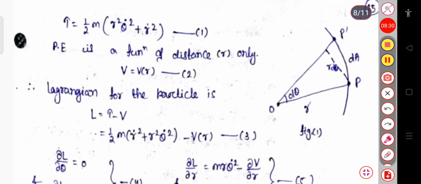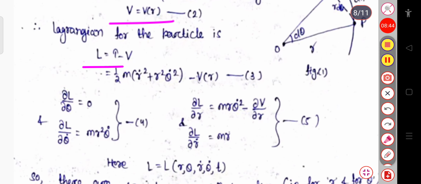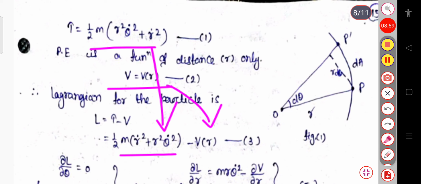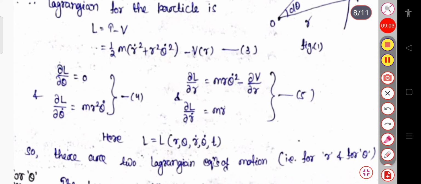Similarly, the potential energy, we know this is a function of r only. It only depends on the distance r. So we can write V equal to V of r. Now the Lagrangian for the particle, first of all we can write L equal to T minus V, and in place of T we can write 1 by 2 m (r dot square plus r square theta dot square), minus V of r. So after substituting all these values, we will get L equal to this much, that is the Lagrangian.